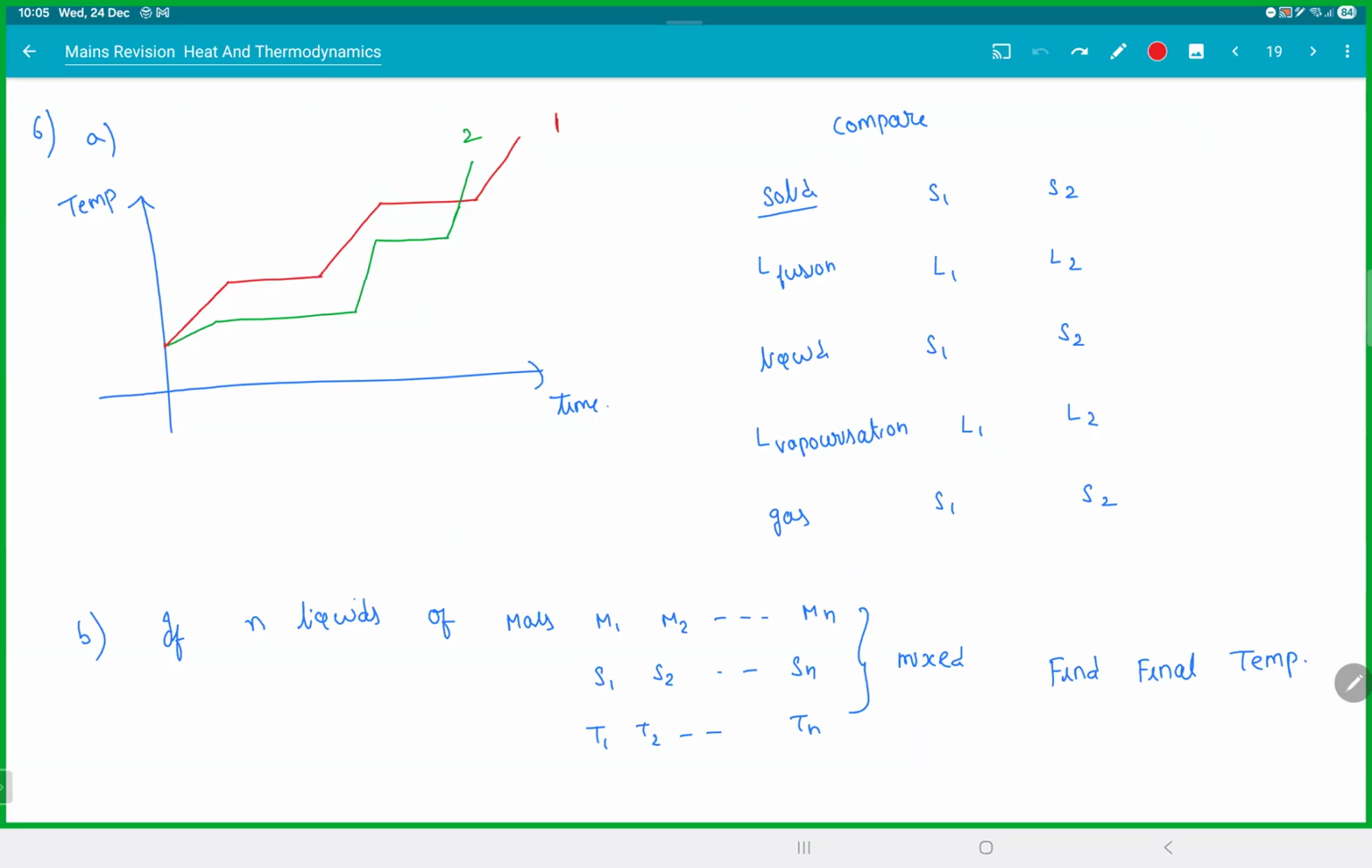In calorimetry, there are only two important questions. One is the phase change graph and one is water, ice, and mixing problems. Calorimetry, there are only two things that you have. Compare S1, S2, specific heat of solids, compare latent heat of fusion, compare specific heat of liquids, compare latent heat of vaporization, S of gas.